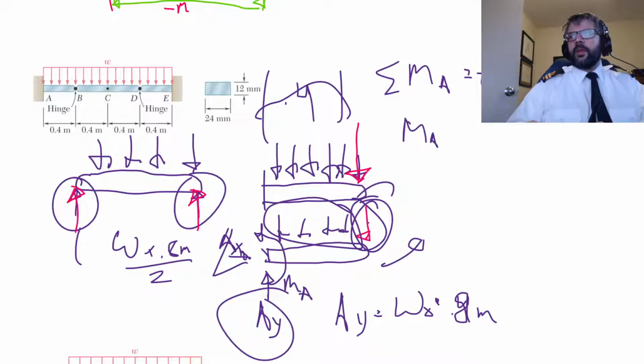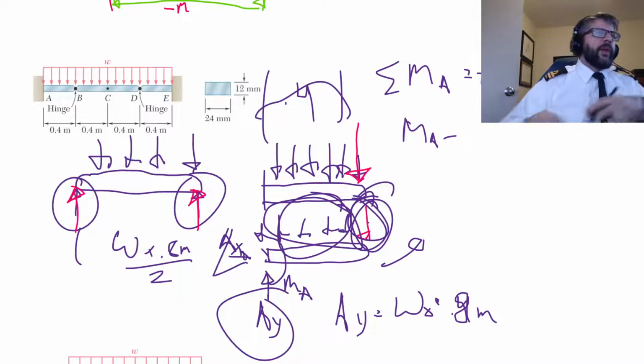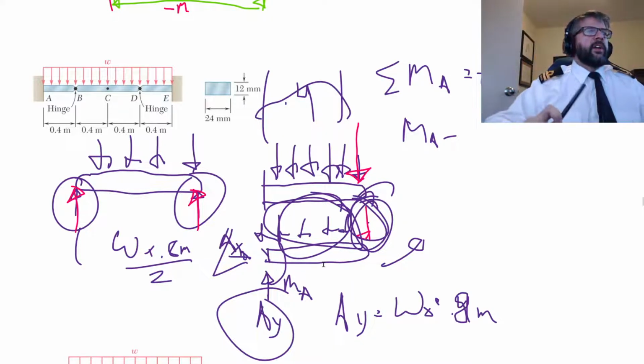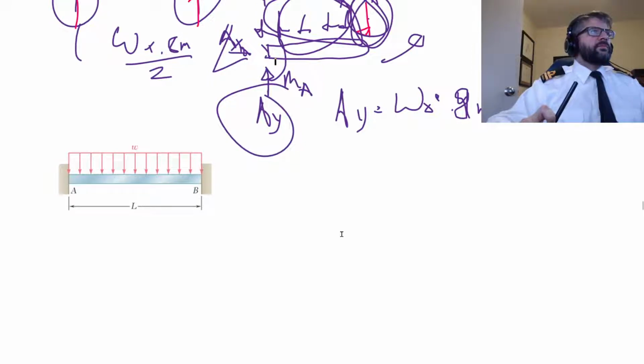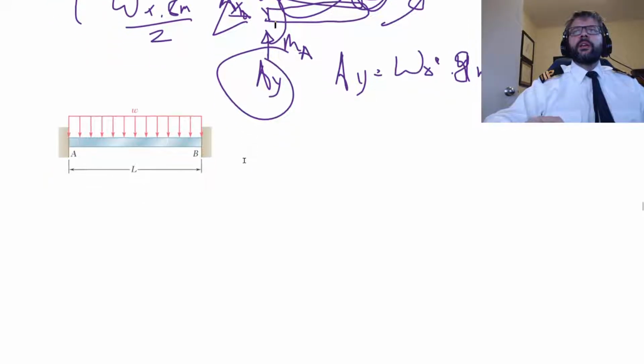So it's going to be MA minus the moment from that and the moment from that. We can solve for that. So we're able to solve for the moment reaction, which we wouldn't have otherwise been able to do just from a glance.